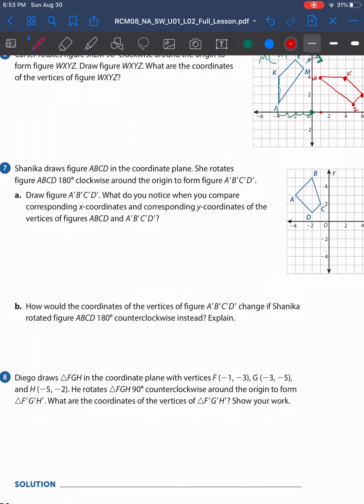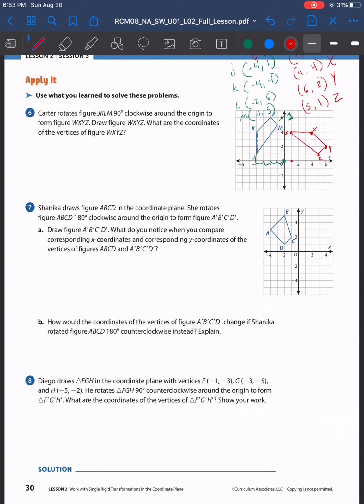I'm sorry. Shanika draws figure ABC in the coordinate plane. She rotates ABC 180 degrees clockwise. Remember, 180 is like one coordinate plane, two coordinate planes. So it's going to be in here somewhere, okay? And it forms A'B'C'D'. Draw the figure A'B'C'D'. What do you notice when you compare the corresponding x's to the corresponding y's?